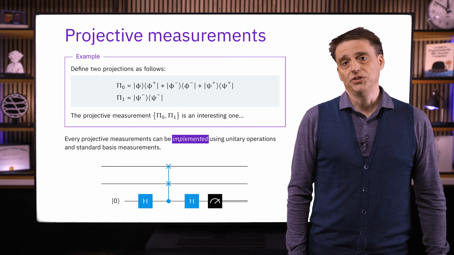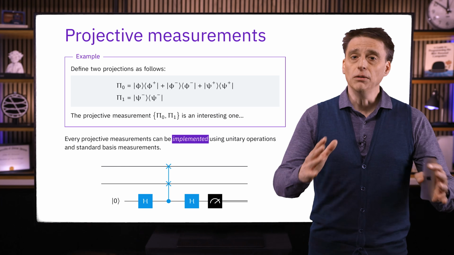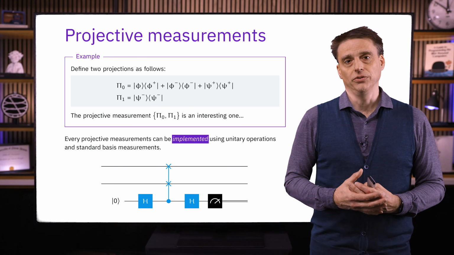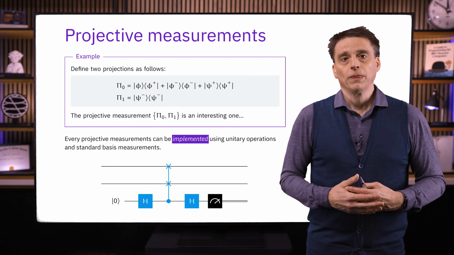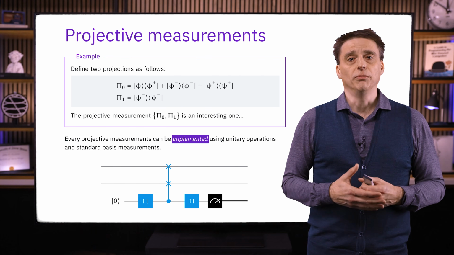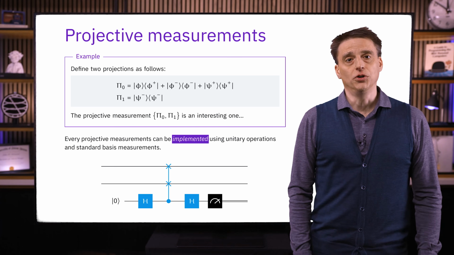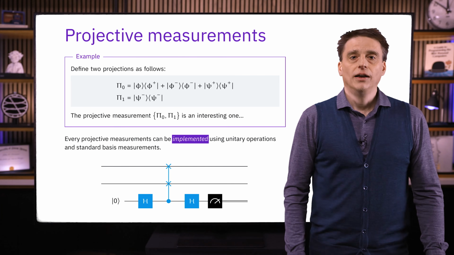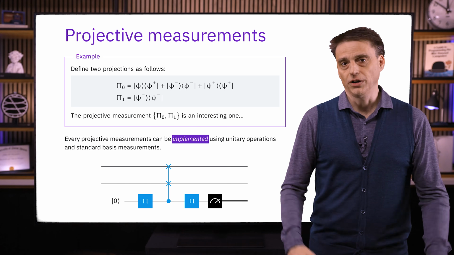One final note on projective measurements is that anytime you have a projective measurement, you can always implement that measurement using unitary operations and standard basis measurements. For this particular example of a measurement, for instance, we can build a quantum circuit that implements the measurement as you see right here. We imagine that the top 2 qubits are the qubits that we're measuring with this projective measurement, and what we can do is to introduce a new qubit that starts off initialized to the 0 state.